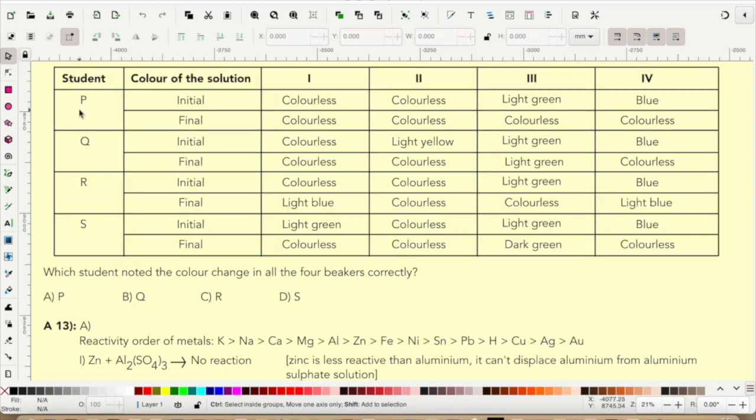Let us see observation of student P. In first beaker, he doesn't see any change in color, that is correct. In second beaker, he doesn't see any change in color, that is correct. In third beaker, from light green to colorless, that is also correct. In fourth beaker, from blue to colorless, that is also correct. Means student P got all the observations correct. So option A is correct.